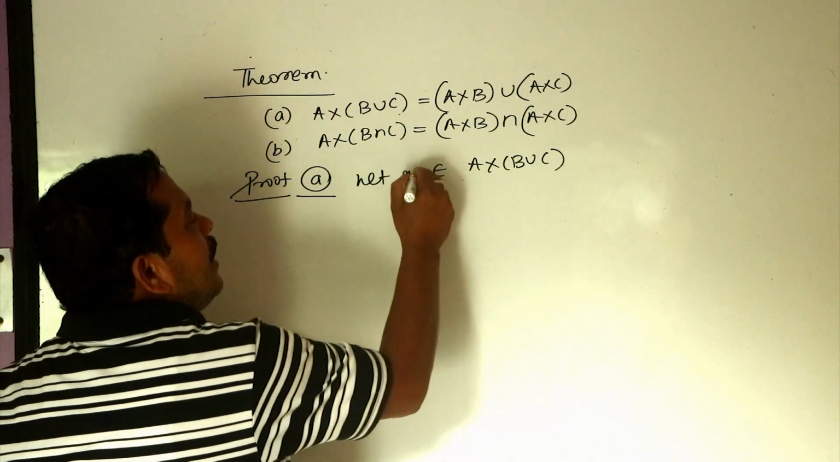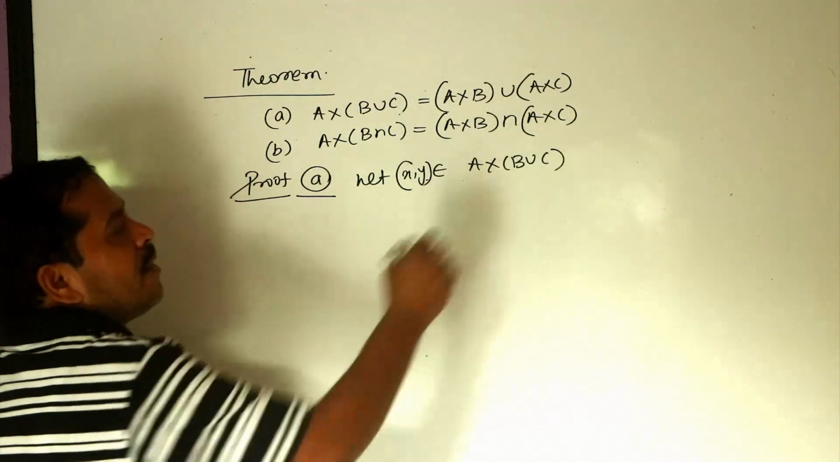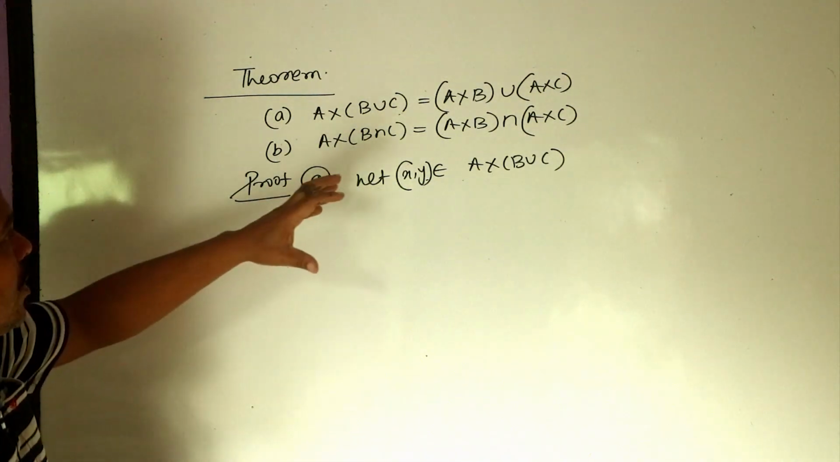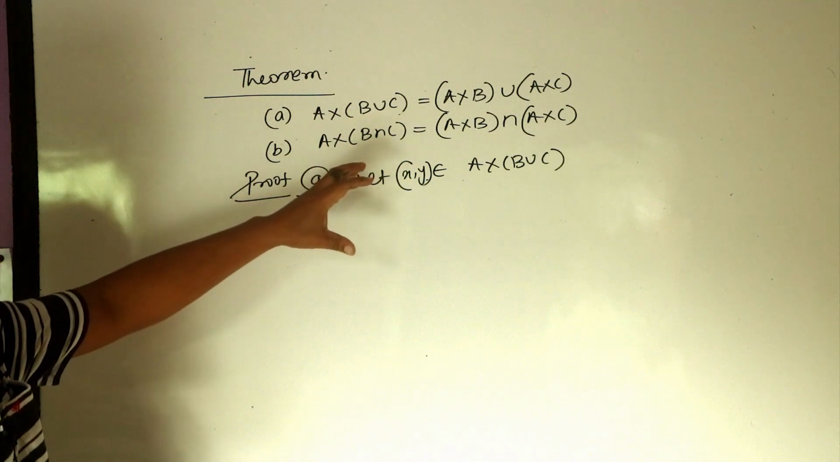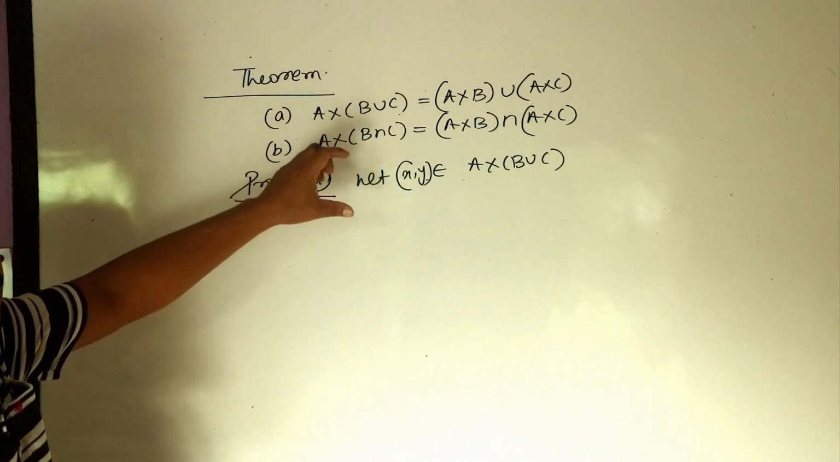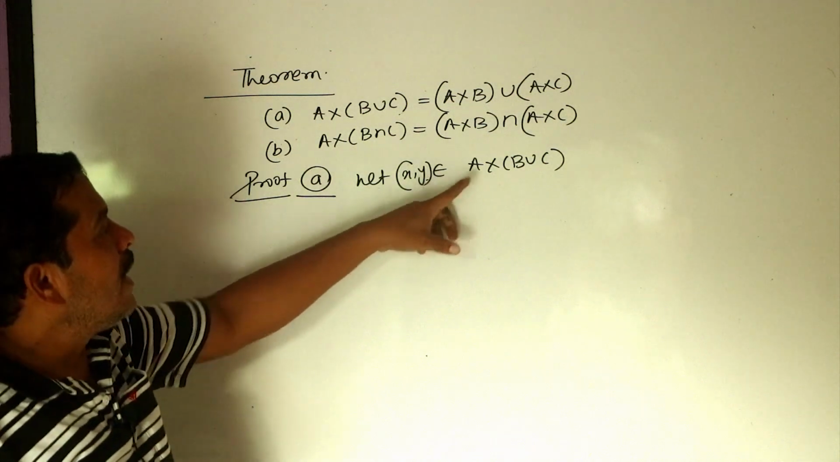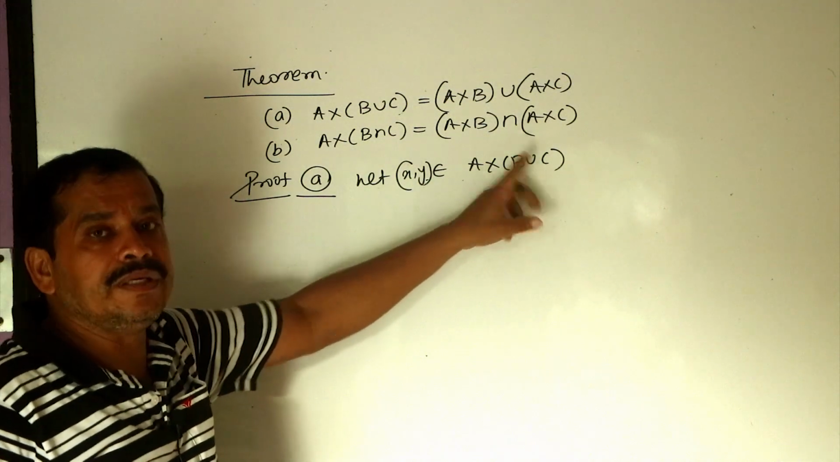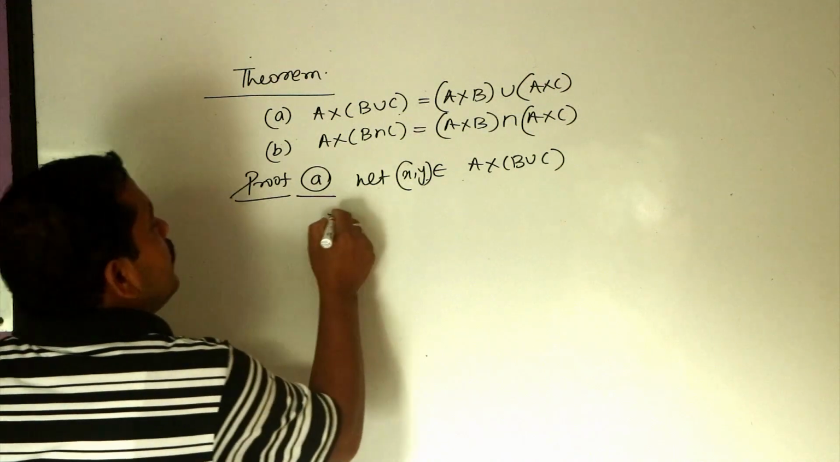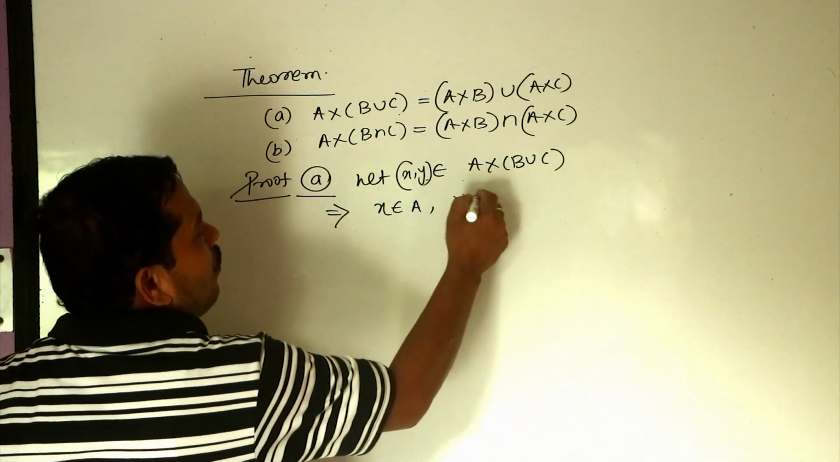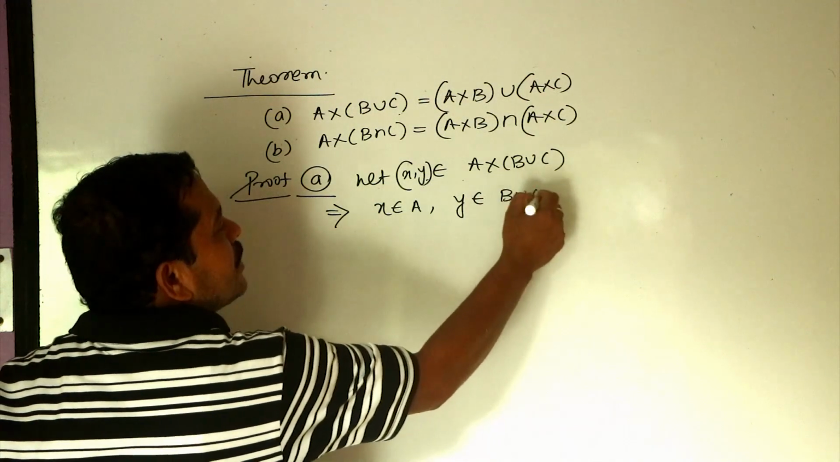So you cannot write x belongs to A cross (B union C). Just you write (x, y) pair belongs to A cross (B union C), because the element of cross product is a pair element. That is known as the ordered pair, which has first component from A and second component from B. This implies x belongs to A and y belongs to B union C.